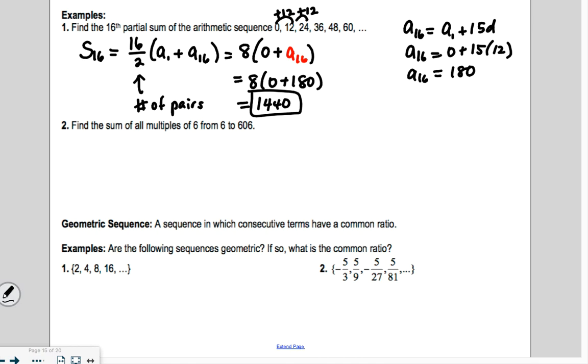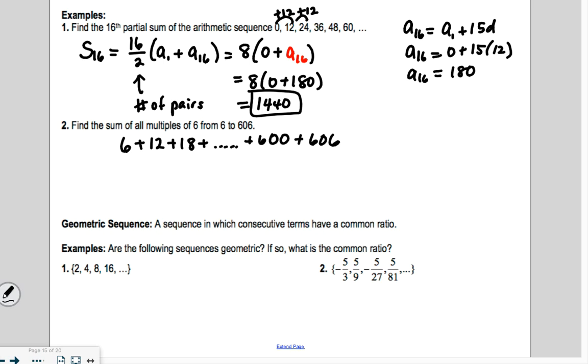All right, so the next one. Find the sum of all multiples of 6. If we start with 6 and we go to 606, so that's like 6 plus 12 plus 18 plus dot, dot, dot, 600, 606. That would be multiples of 6, right? So this time we do know the first and the last term. Do we know the number of terms, though?